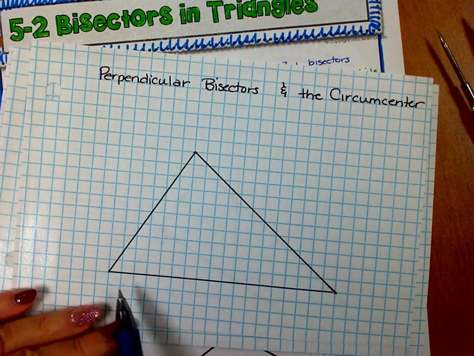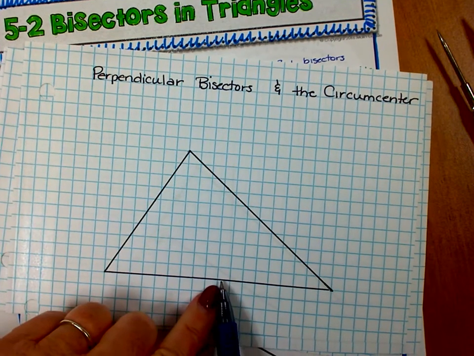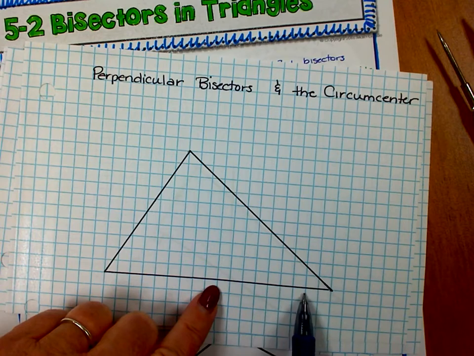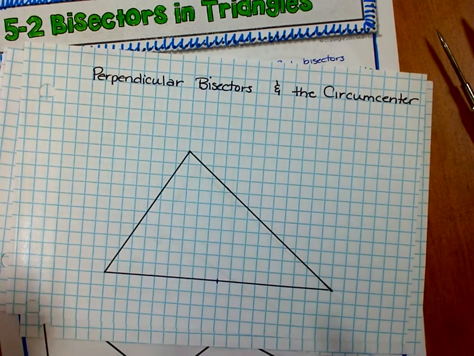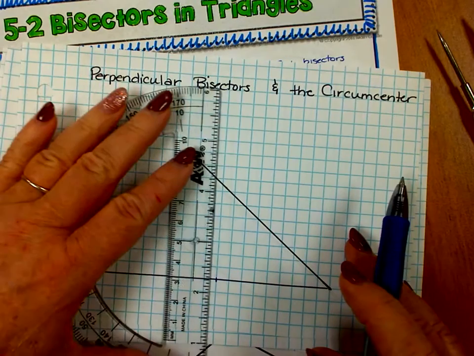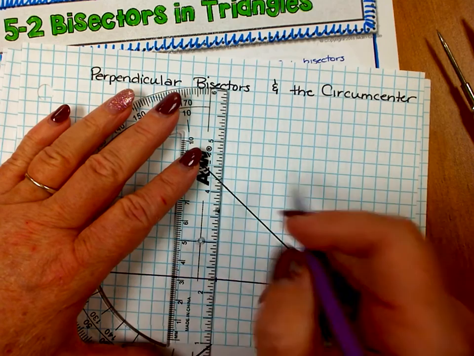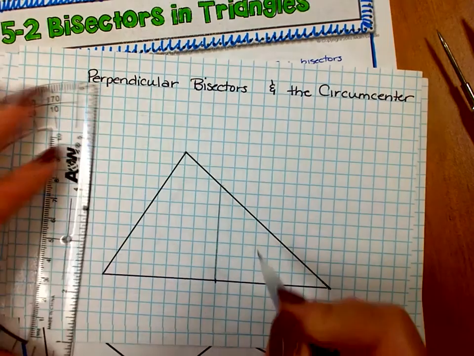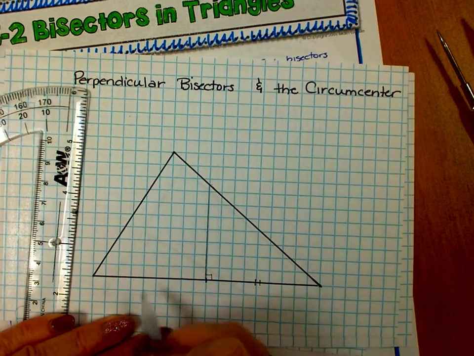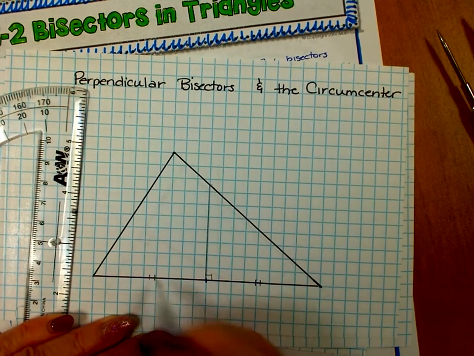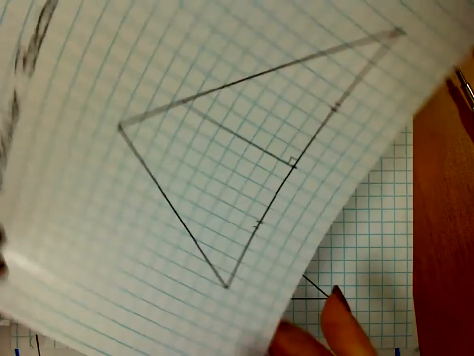So this one we can look at: 1, 2, 3, 4, 5, 6, 7, 8, 9, 10, 11, 12, 13, 14, 15, 16, 17, 18. So right here's the midpoint, and the line perpendicular to that base is going to go right through here. So here we have a perpendicular bisector, and these two parts of the side are going to be congruent. Okay, we can do the same thing with the other one.